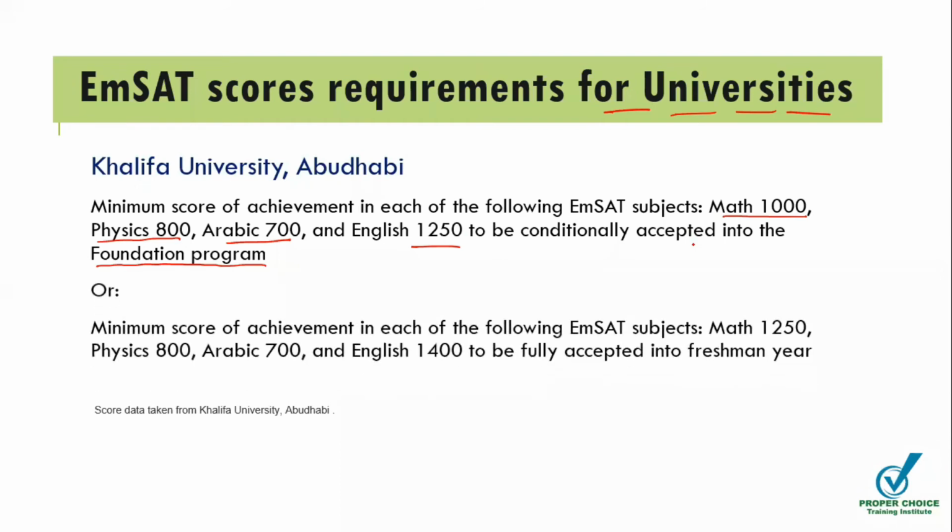If you are talking about the minimum requirement for going directly without the foundation, the previous one was for the foundation requirement. If you want to skip this foundation year, then the minimum requirement in math is 1250 to skip the foundation course at the beginning. You have to have physics as 800, Arabic 700, and English as 1400. These are the minimum scores. If you are getting even better than that, you have a better opportunity, as I said, of getting a better scholarship, and there are a lot more advantages.